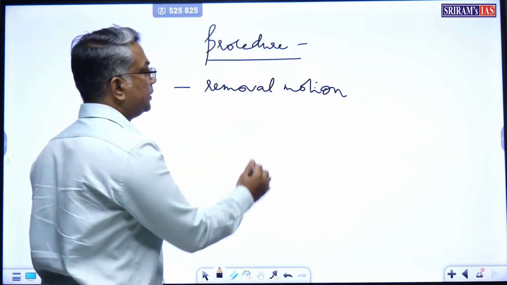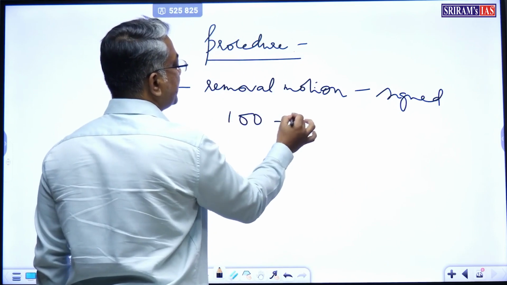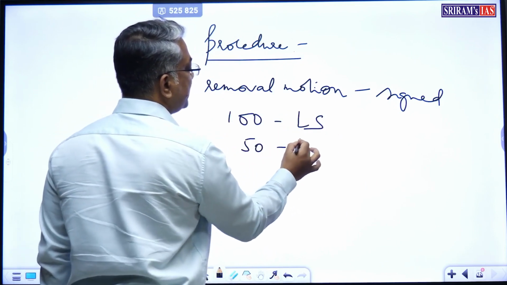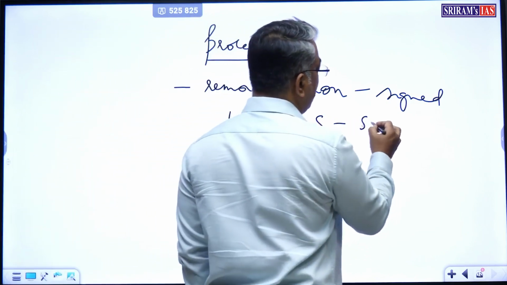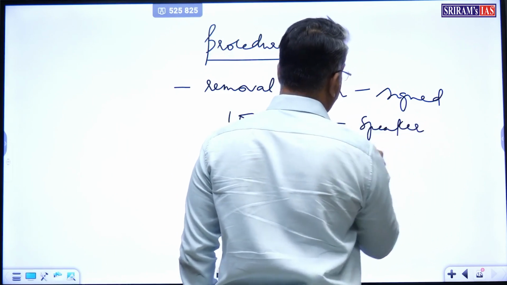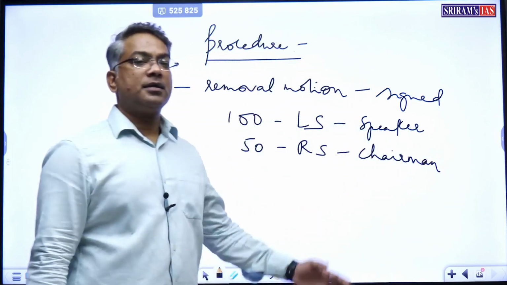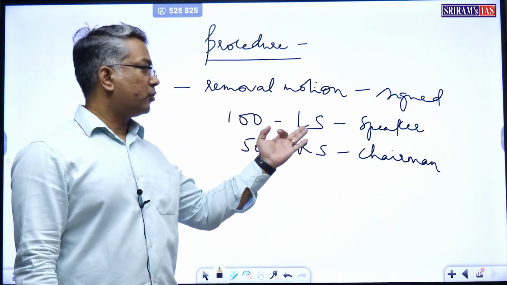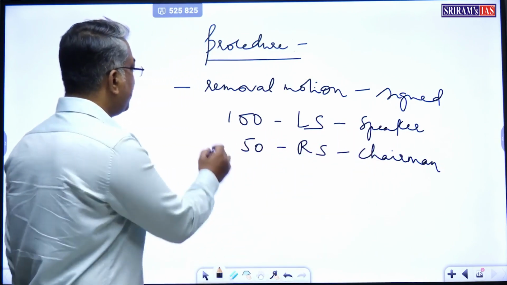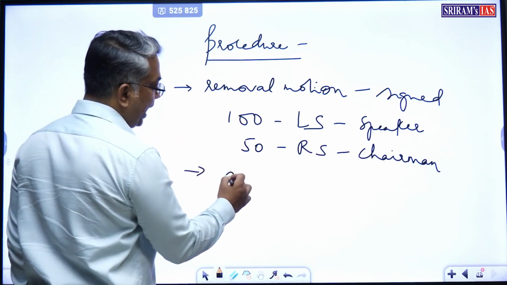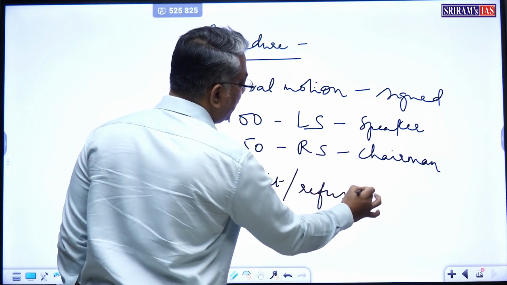The removal motion signed by 100 members in case of Lok Sabha and 50 members in case of Rajya Sabha has to be submitted to the Speaker and Chairman respectively. The Speaker or Chairman may admit or refuse to admit the removal motion.